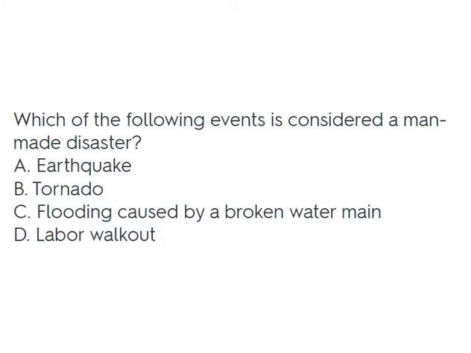Which of the following events is considered a man-made disaster? A. Earthquake. B. Tornado. C. Flooding caused by a broken water main. D. Labor walkout. Labor walkout.